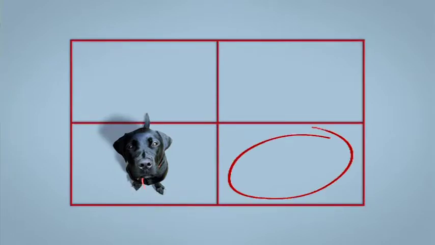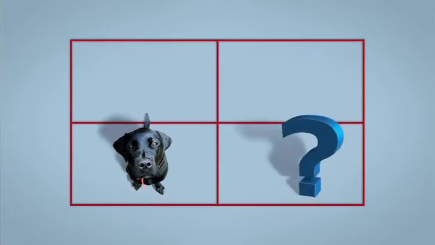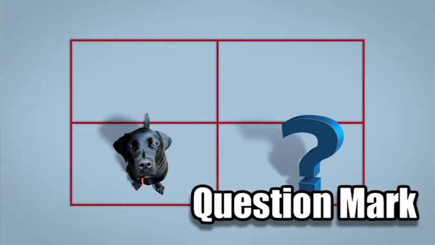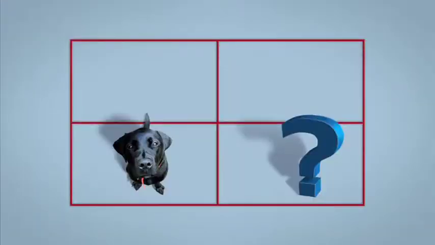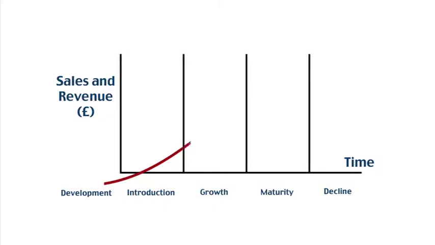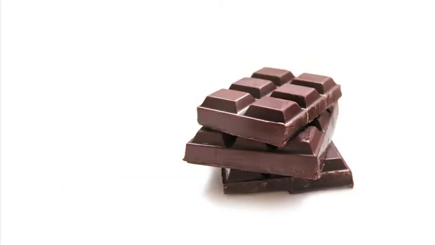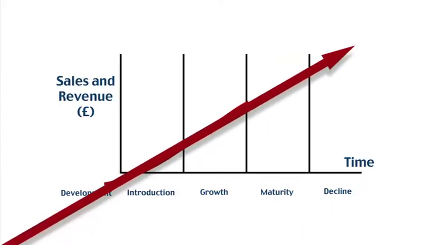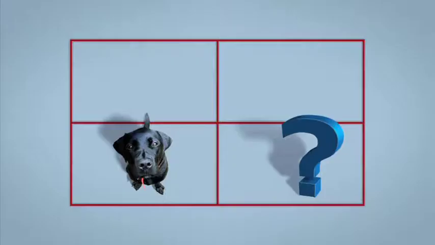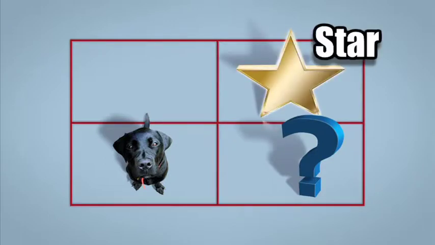Right, next, we have the question mark box. Now this is sometimes called the problem child box. Products in this box have a low market share, but are in a market that's growing. For example, low-calorie chocolate. That's a market that's growing. A firm may be able to take advantage of a growing market to get more sales. In time, with the right support, a question mark can become a star.